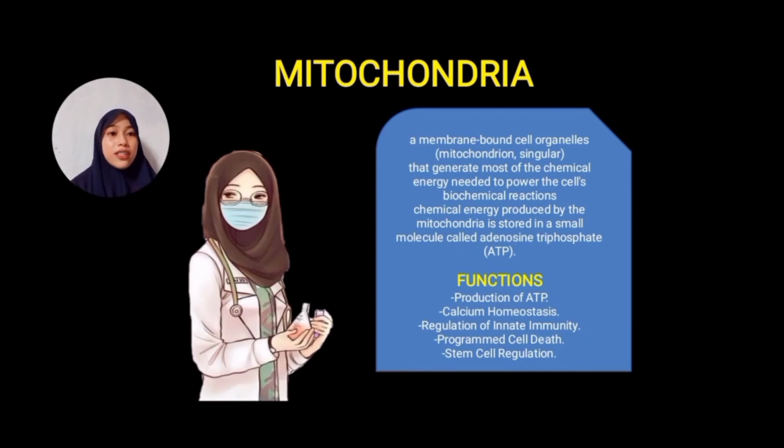The last function is stem cell regulation. Stem cells are the body's raw materials from which all other cells are generated. Mitochondria regulate cell death pathways, which are crucial to allow stem cells to preserve their genome integrity and the functionality of the differentiated progeny. Mitochondrial transfer from stem cells has been demonstrated to play a significant role in rescuing injured tissues. That's why mitochondria play an important role in our body cells.